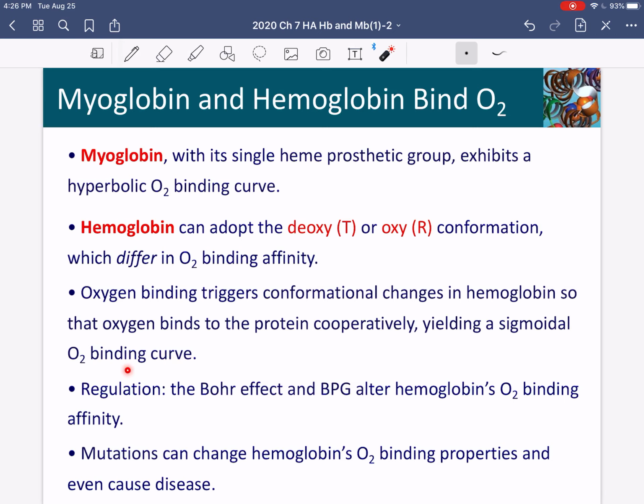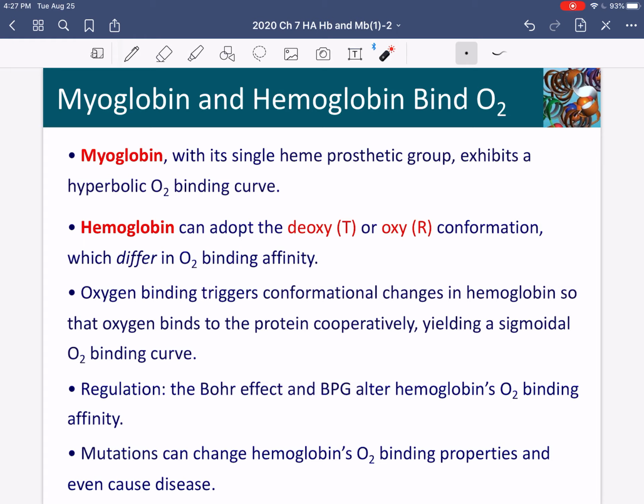We're going to talk about regulation of oxygen binding to hemoglobin. There is no regulation of oxygen binding to myoglobin, so it will only be in the context of hemoglobin. And a big hint here, all of the regulation that's going on for oxygen binding to hemoglobin is in place to help release the oxygen back to the tissues.